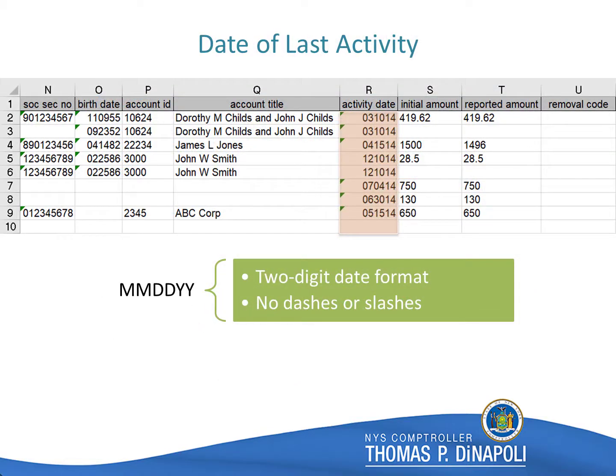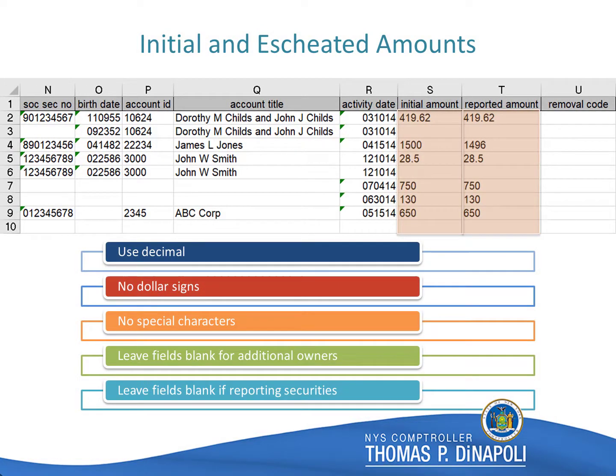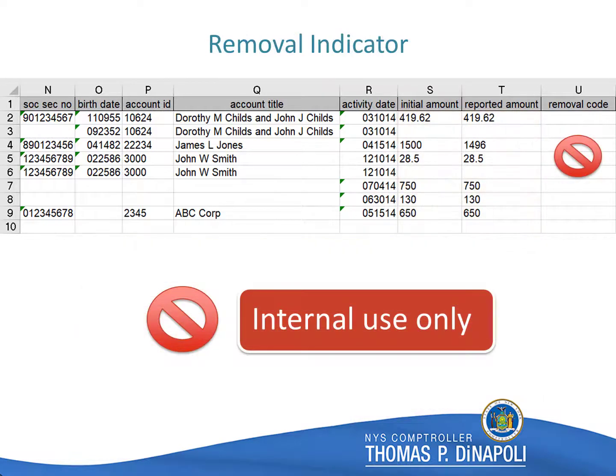In column R, enter the date of last customer-generated activity or contact. In the case of a check, use the date of issuance. In column S, enter the initial amount. This is the amount due to the owner on the industry cutoff date. In column T, enter the escheated amount. This is the amount being remitted after any allowable deductions from due diligence efforts are applied. If the item is interest-bearing, include interest accrual up to the remittance date. If an item has multiple owners, only enter the initial and escheated amounts for the first owner listed. Leave column U blank.